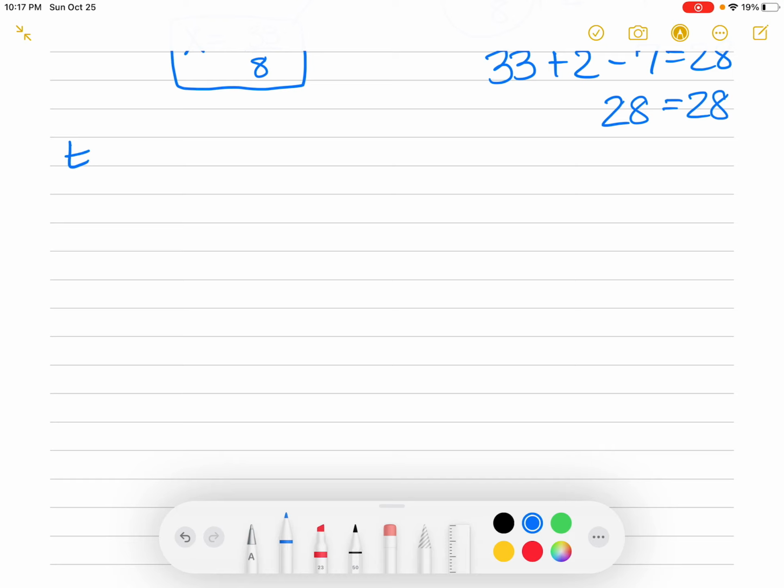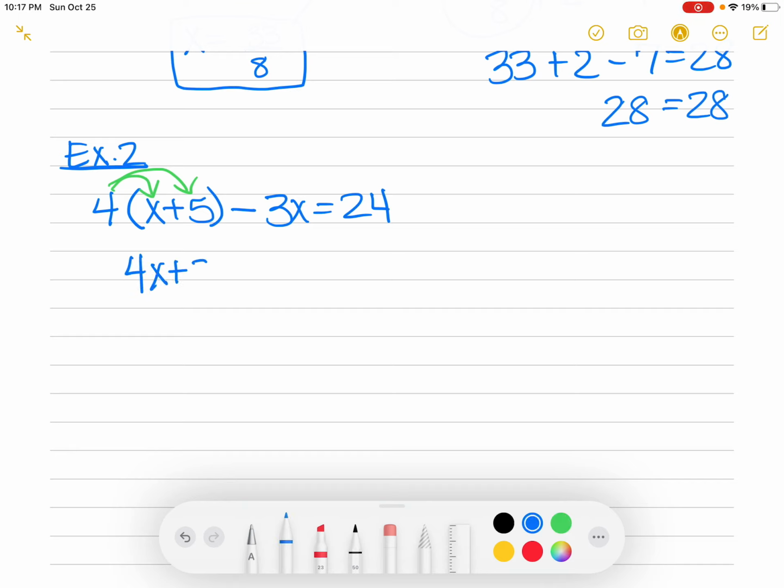Now, example 2 has distributive property in it. So we have 4 parentheses, x plus 5, into the parentheses, minus 3x equals 24. What I have to do in this one is take my 4 and distribute it out. You can't solve this problem with the parentheses in there. So I'm going to have 4x plus 20 minus 3x equals 24.